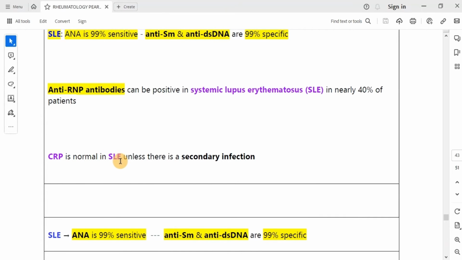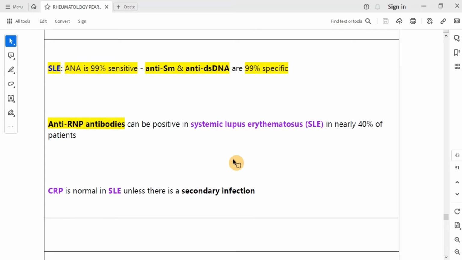CRP is normal in SLE unless there is a secondary infection. CRP is usually normal in two conditions: one is SLE, another one is ulcerative colitis. And they are only elevated if there is any evidence of secondary flare or secondary infection.